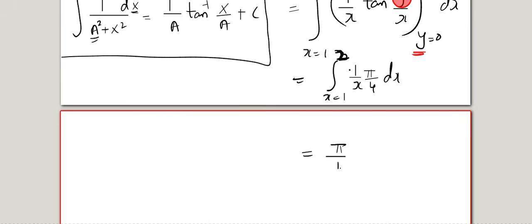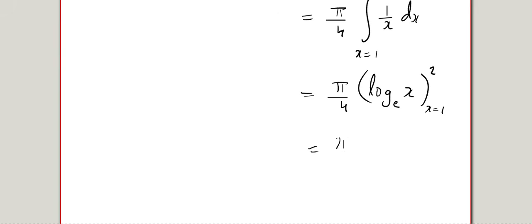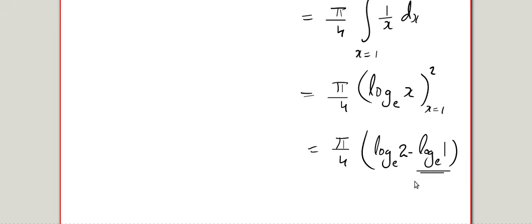Okay, now this is equal to pi by 4, integral x is equal to 1 to 2, 1 by x dx. Now we know that integral 1 by x is log x to the base e within the limits 1 to 2. Now plug in upper limit and lower limit. So we get log 2 minus log 1. But log 1 is 0, so the answer will be pi by 4 log 2 to the base e.